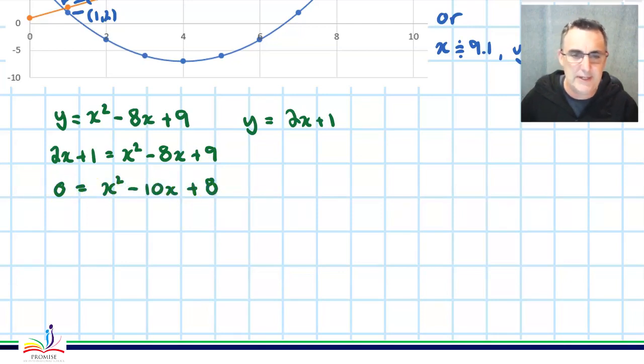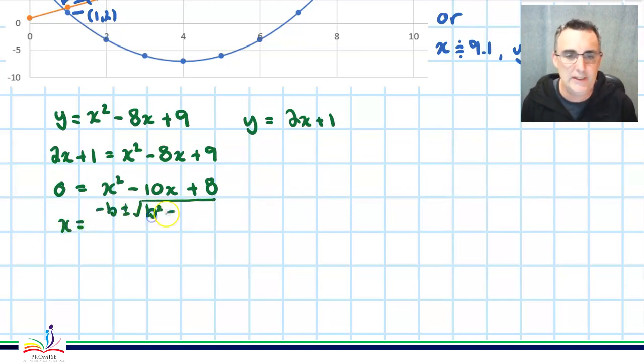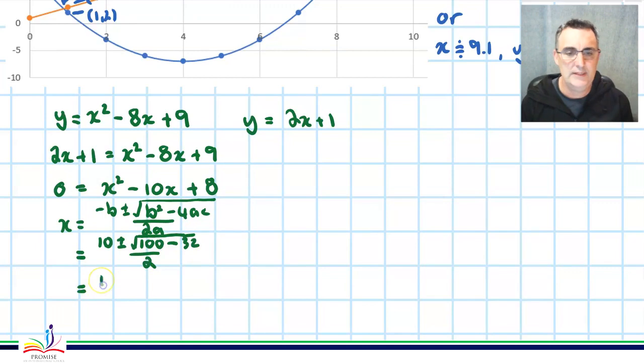All right, can we do it by inspection? Multiplies to 8, adds to -10. There are no numbers that we can work out easily that would do that. So let's use the quadratic formula this time. So x equals -b plus or minus the square root of b squared minus 4ac, over 2a. If we put the values in, we get 10 plus or minus the square root of 100, which is 10 squared, minus 4ac, so 4 times 1 times 8 is 32, and divided by 2a, which is just 2 times 1, which is 2. And that equals 10 plus or minus square root of 68 over 2.